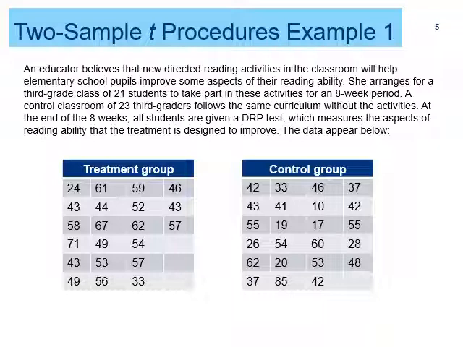At the end of the 8 weeks, all students are given a DRP test, which measures aspects of reading ability that the treatment is designed to improve. And here's the data we got from that test. One particular thing that we can see here is n1 and n2 are different in the treatment group and control group.